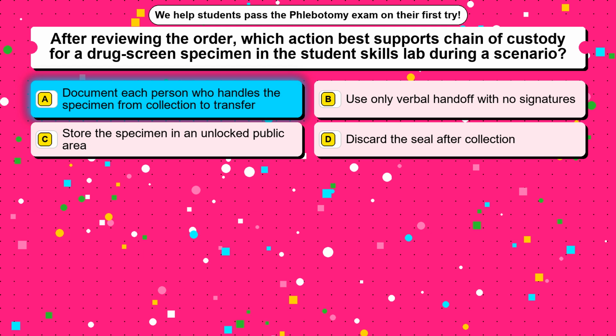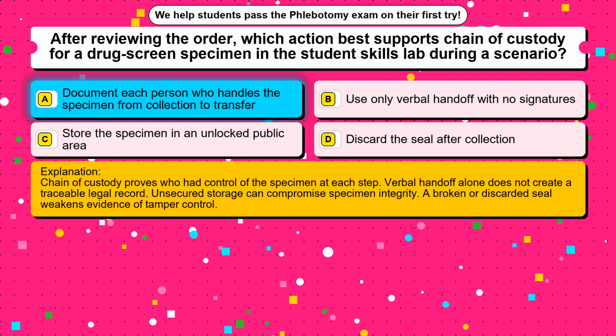The correct answer is option A. Document each person who handles the specimen from collection to transfer. Chain of custody proves who had control of the specimen at each step. Verbal handoff alone does not create a traceable legal record. Unsecured storage can compromise specimen integrity. A broken or discarded seal weakens evidence of tamper control.